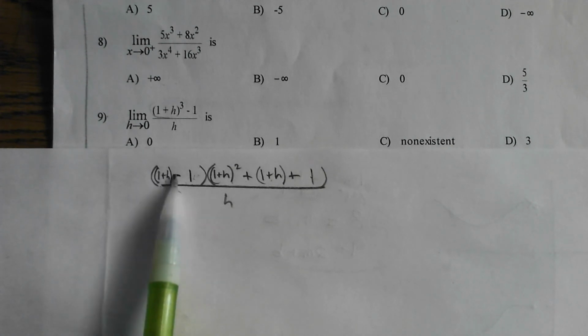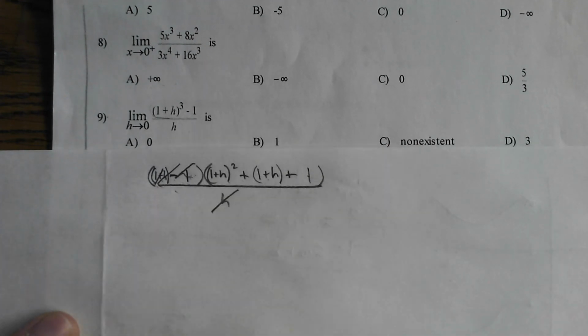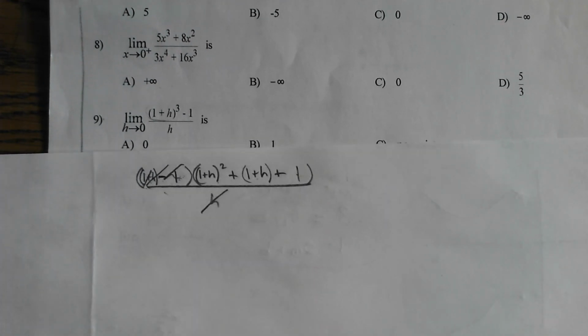The 1 and the minus 1 cancel, leaving just h. And that h cancels with your denominator, and now I can re-plug in 0 after that cancellation and get an answer. But the algebra factoring in that one is what's the trickiest. It's not necessarily the calculus part.